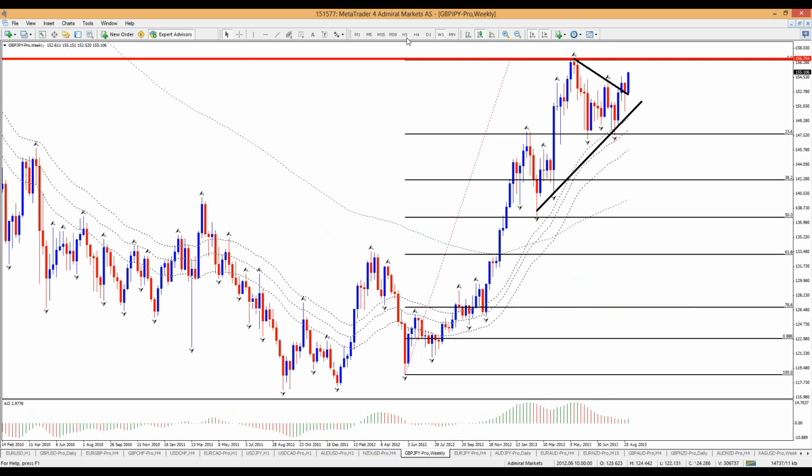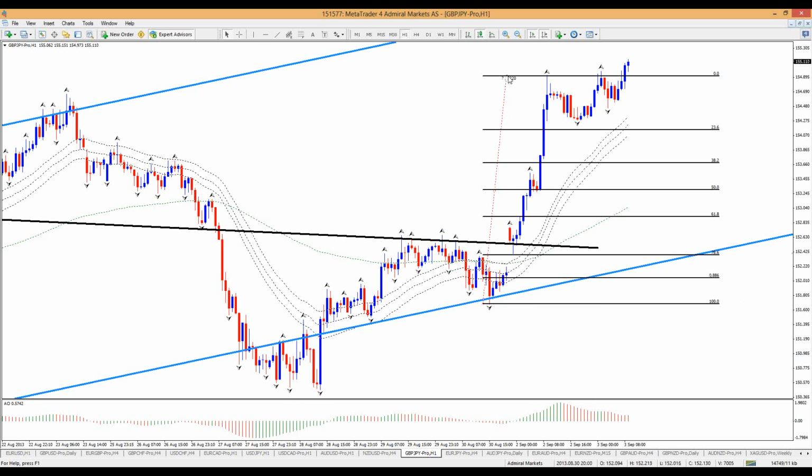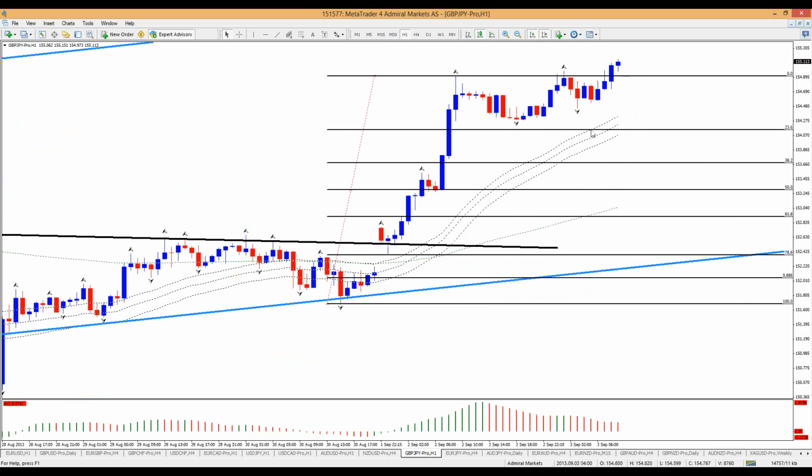What would happen with the pound yen? I forgot about that one, in fact. Pound yen. Pound yen had a bullish hourly close above the tops here.